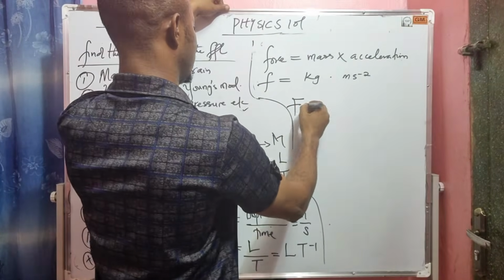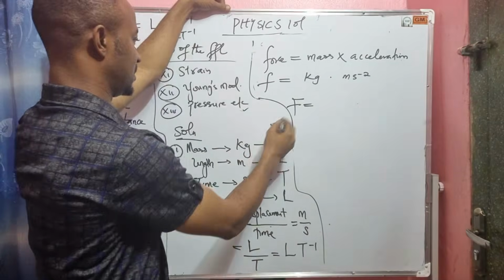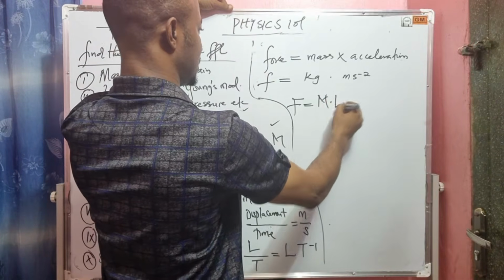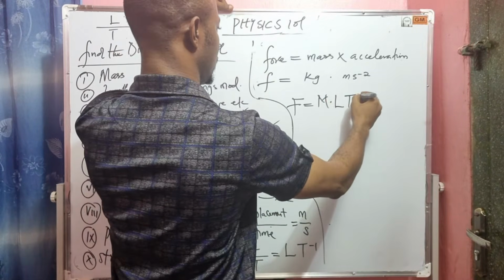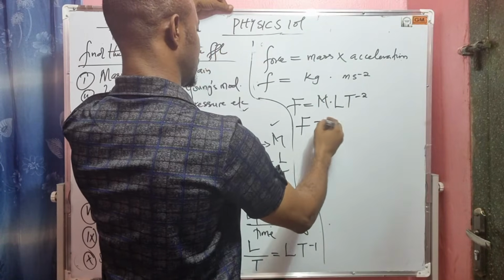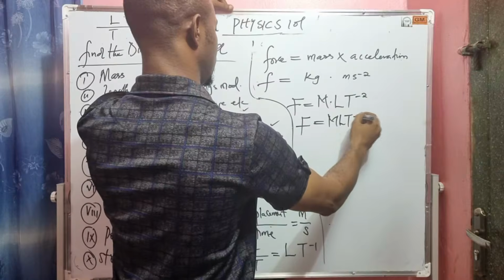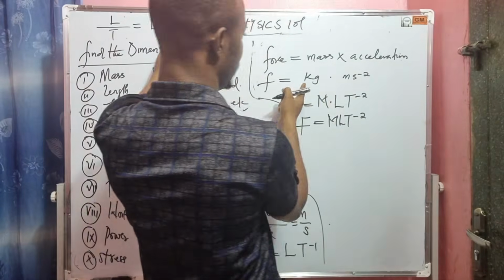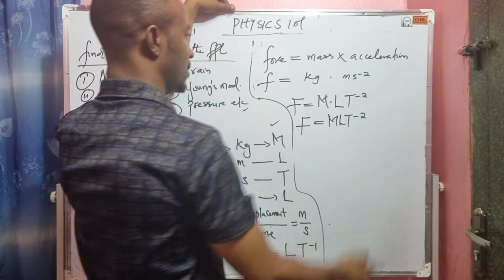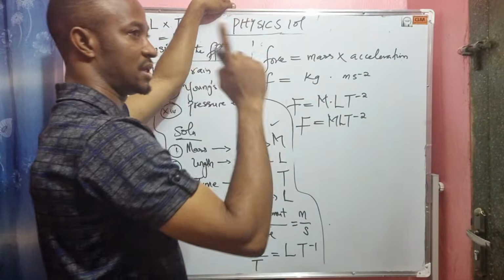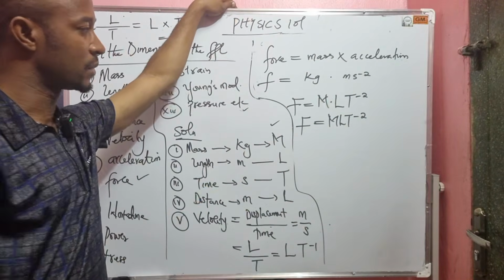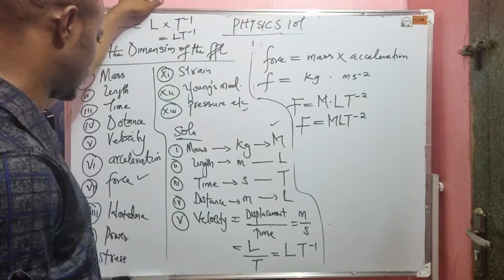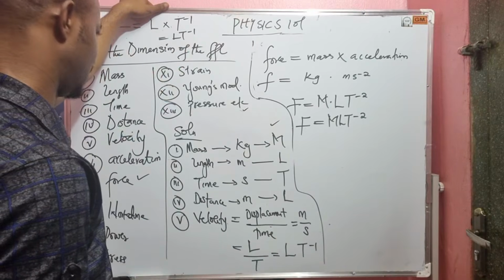So force will now give us what? Kilogram is capital letter M, times meter is capital letter L, then T raised to the power -2. So force is simply MLT^-2. The unit of this force can also be kilogram meter per second squared, and 1 kilogram meter per second squared is equal to 1 Newton. Now let's move on to the next one.